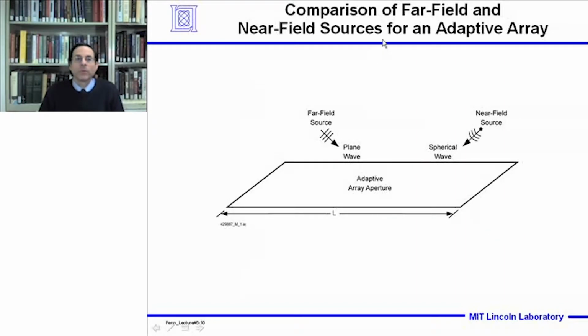This slide shows a comparison of far field and near field sources for an adaptive array. A far field source would generate a plane wave signal impinging on the array, and a near field source would produce a spherical wave incident on the array.